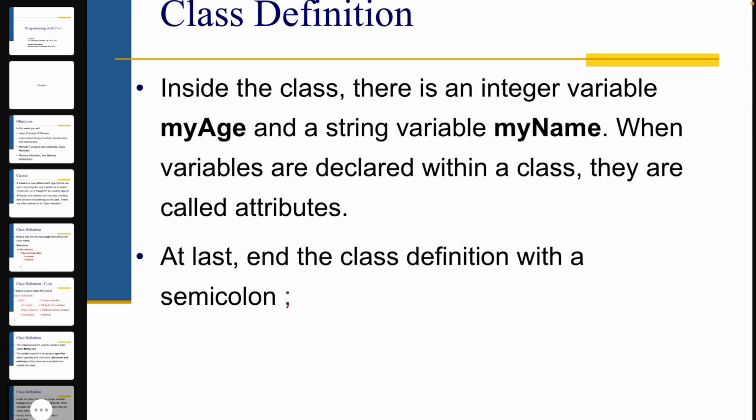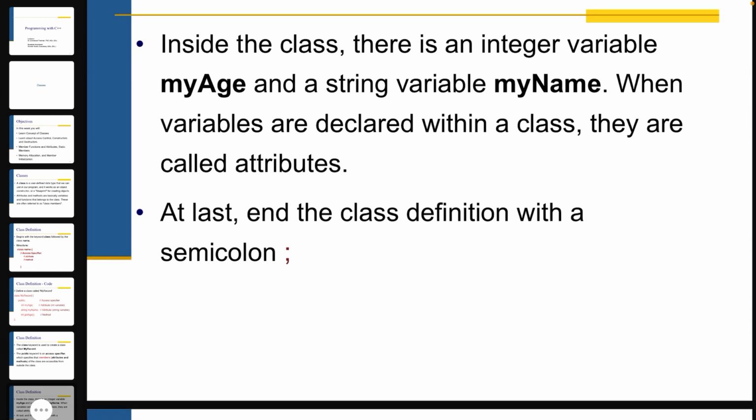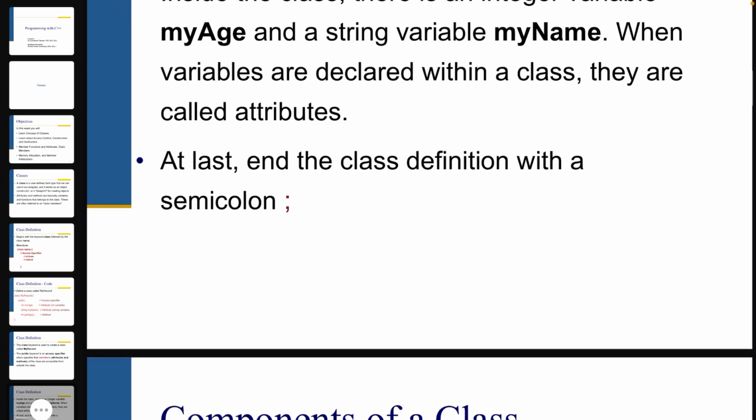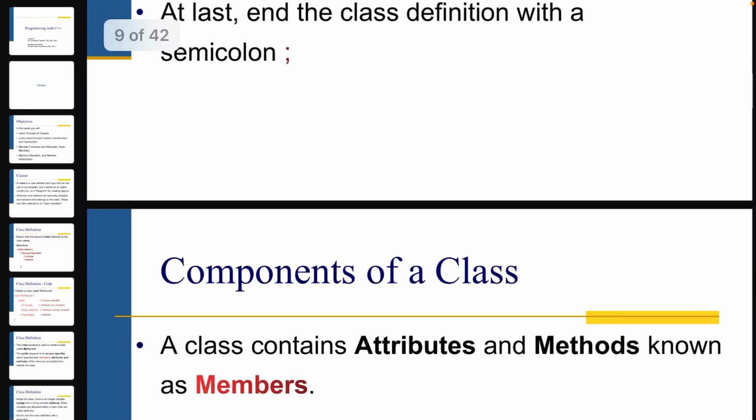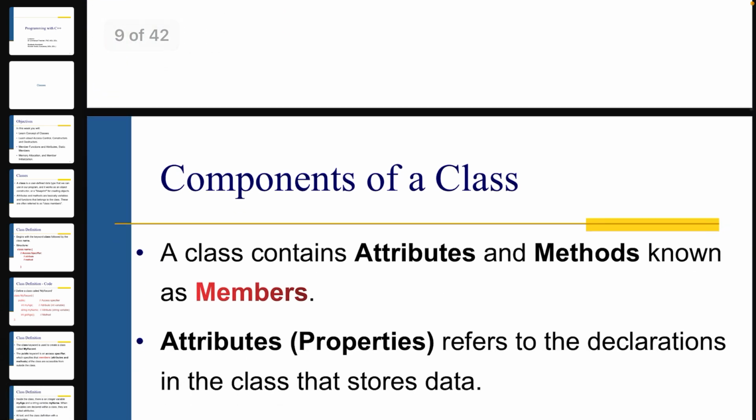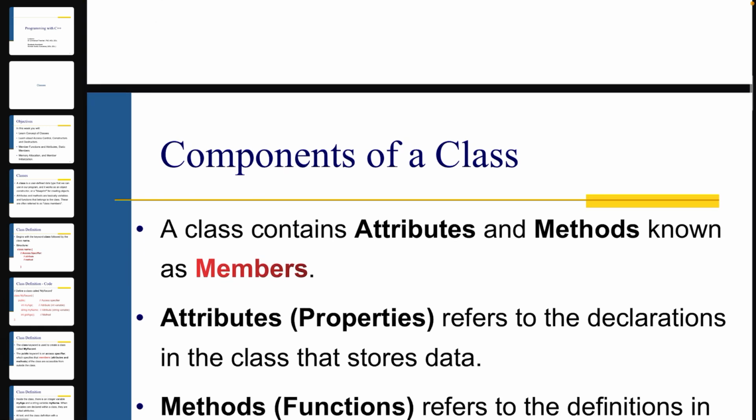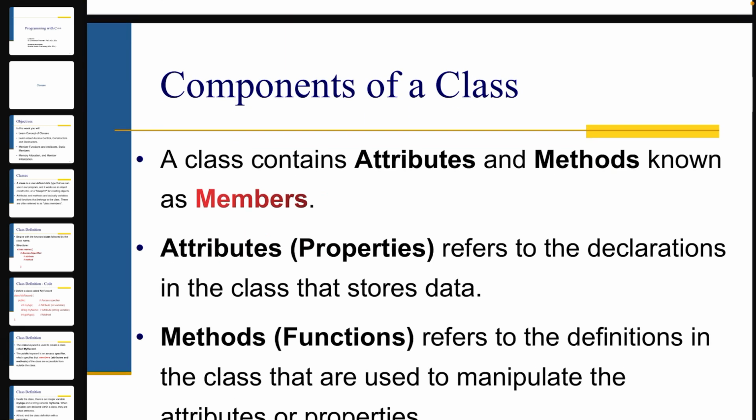When variables are declared within a class, they are called what? Attributes. When variables are declared within a class, they are called attributes. At last, end the class definition with what? A semicolon. That's what I said. So you should end the class with a semicolon. You are ending the expression with a semicolon.